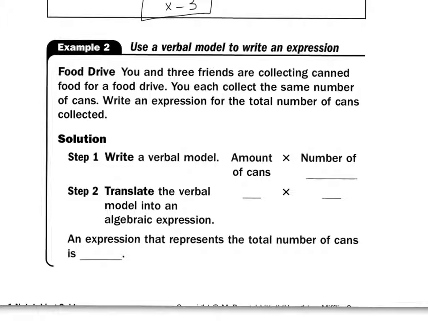We take this first and we make it a verbal model. We say, well, the amount of cans times the number of people is going to give me what I'm looking for. But I don't know how many cans were brought, though I know that there are 4 people. So the amount of cans is going to be our unknown. We're going to give it a C, something descriptive, times the number of people. There were 4 of you: you and 3 friends. And so therefore the expression could be C times 4. You could even say 4C. Either way would show that exact expression.